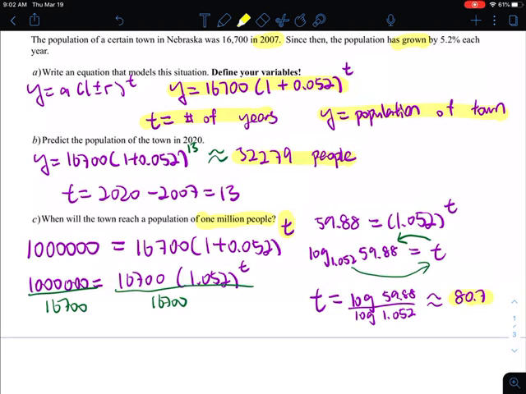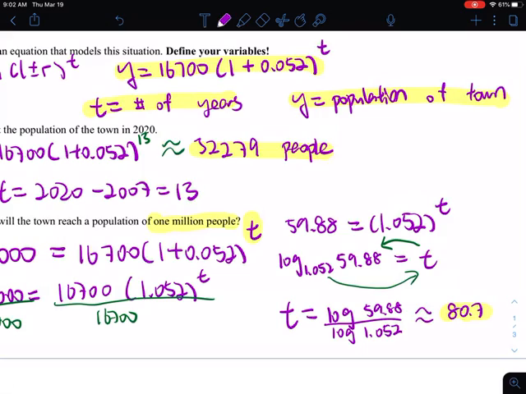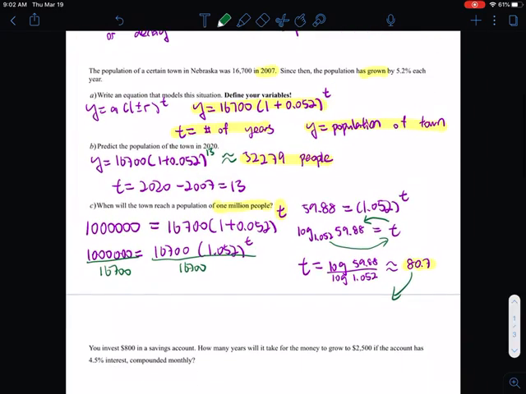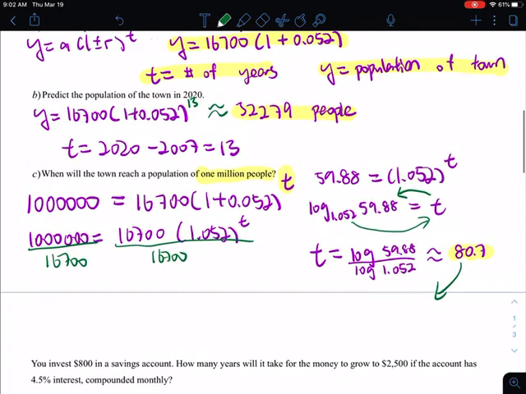But then let's go ahead and answer the question: when will the population reach that? So again, we're starting in 2007. So in about 80 years. So let me just do it down here. We're starting at 2007, and then we're going to add on 80 years. So if we do that, it will be approximately the year 2087.